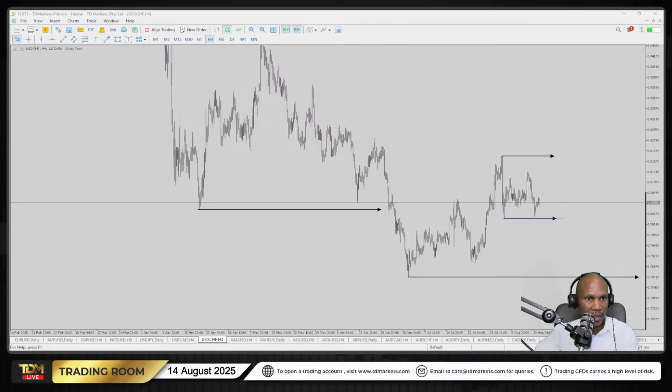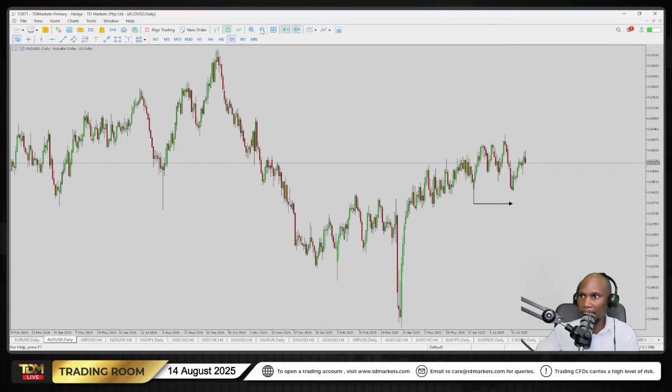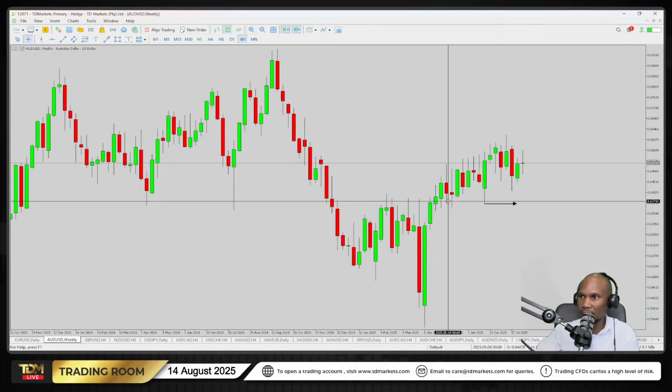Let me go down the chart. So gold, we've done it. AUD USD is not moving much because it's still trapped. It's still trapped in this formation. You see this formation here, still trapped in this formation.